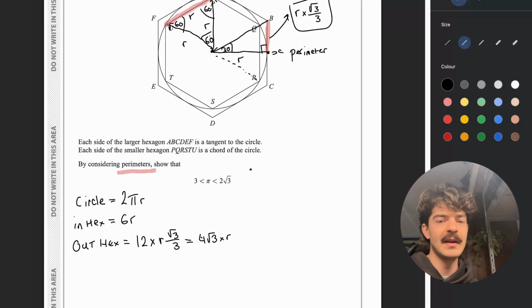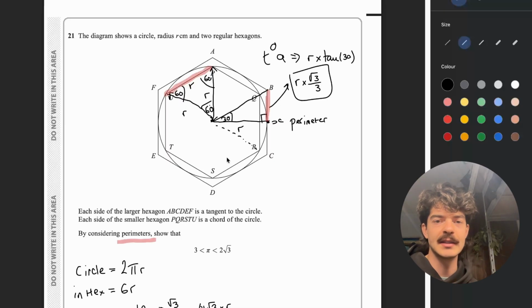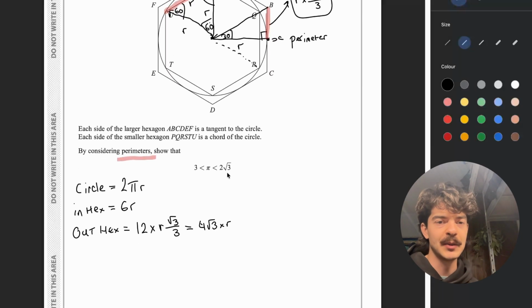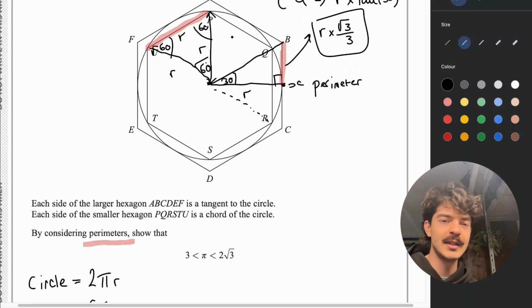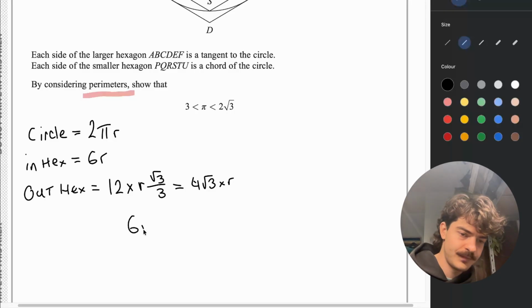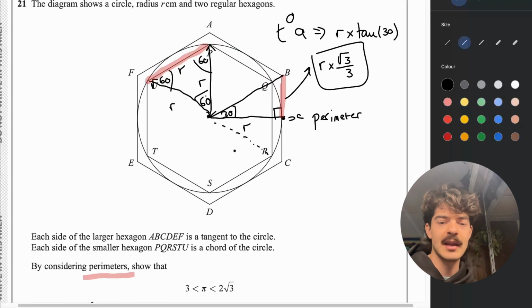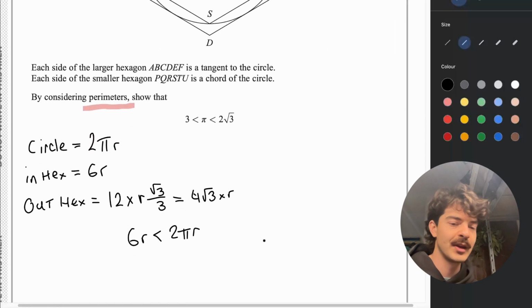Okay, so we found the perimeters of each of the shapes. We found the circle, the inner hexagon, and the outer hexagon. How are we going to make this inequality, though? Well, it's quite clear that the inner hexagon has got shorter distances between these points where it meets the circle. So its perimeter must be less than the circle. And similarly, using the same logic, the outer hexagon has to go slightly further. It can't cut the corner. Between here, the outer hexagon has to go the long way. So its perimeter must be longer.